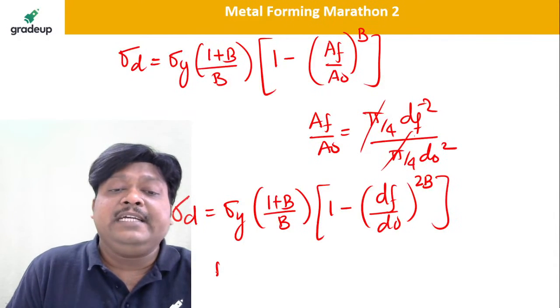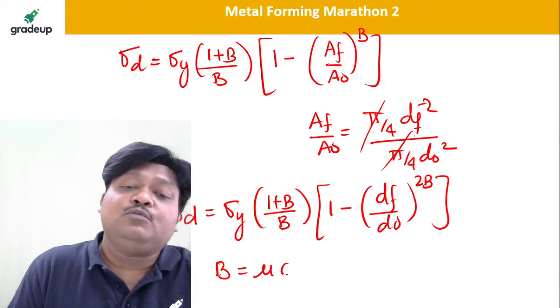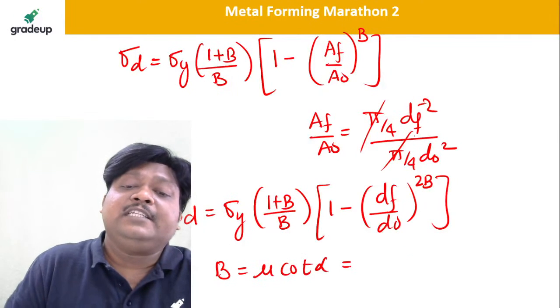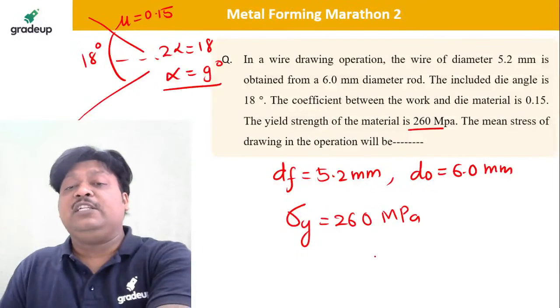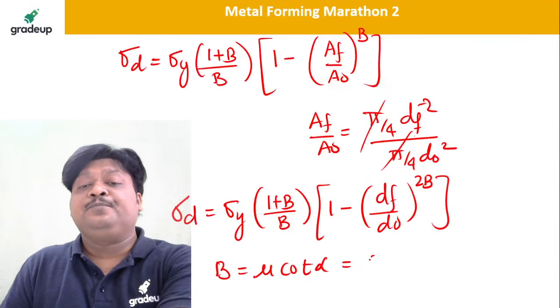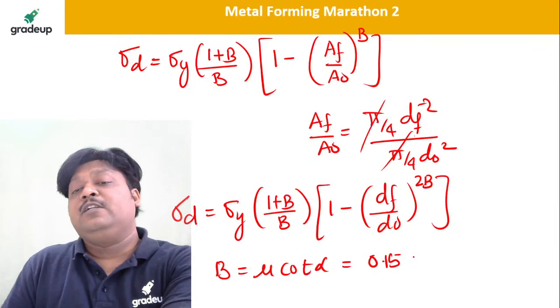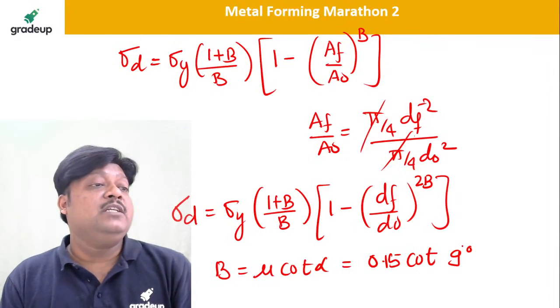So what is b here? It is mu cot alpha. Mu in this question is how much? 0.15. Cot alpha is what? Half the die angle is how much? 9 degree.